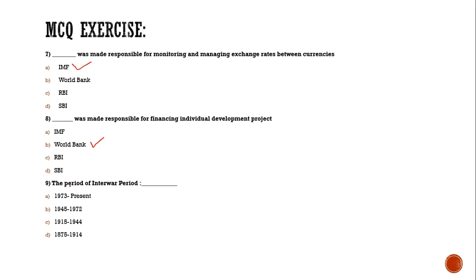And the last one, the period of interwar period. The options were 1973 till present, 1945 to 1972, 1915 to 1944 and 1875 to 1914. The correct answer is 1915 to 1944. So these were again a few MCQ exercises that we had done based on the first module.